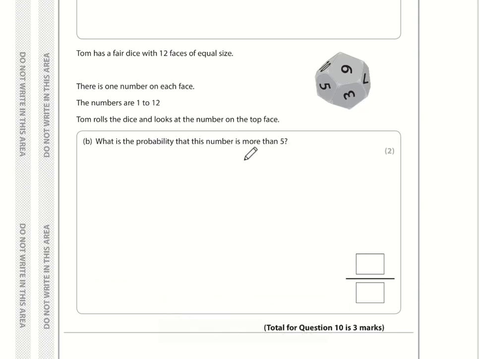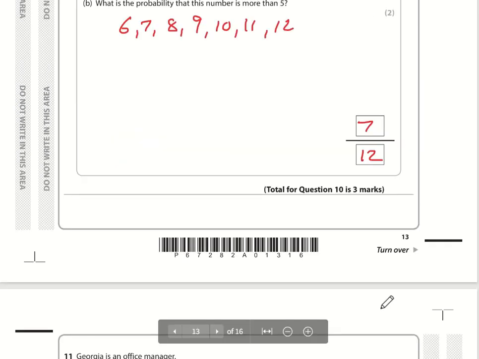So what is the probability that the number is more than 5 when it's numbered 1 to 12? So it could be more than 5, so not 5. So 6, 7, 8, 9, 10, 11 and 12. So it's 1, 2, 3, 4, 5, 6, 7 out of the 12 numbers. So the probability is simply 7/12.